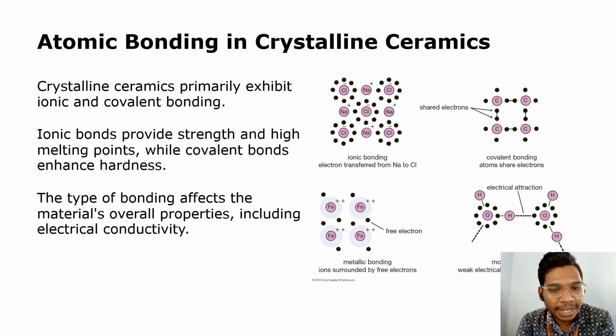The type of bonding affects the material's overall properties, including electrical conductivity. In ionic bonding, electrons transfer, as from Na to Cl. In covalent bonding, atoms share electrons. In metallic bonding, ions are surrounded by free electrons.